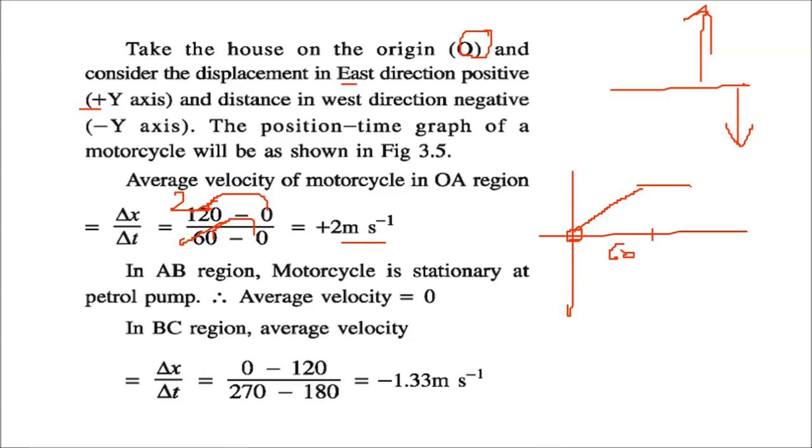Now for the second, because there was no movement, the average velocity will be 0. In the third part, from here to here, we take the final with the initial. So 0 minus 120, because he again came back to the house. So 0 minus 120, but he took around this much time. We know that this is already given as 90. You can directly take it as 90, but still for the sake of completion, we showed it like this. This is minus 1.33 meters per second.